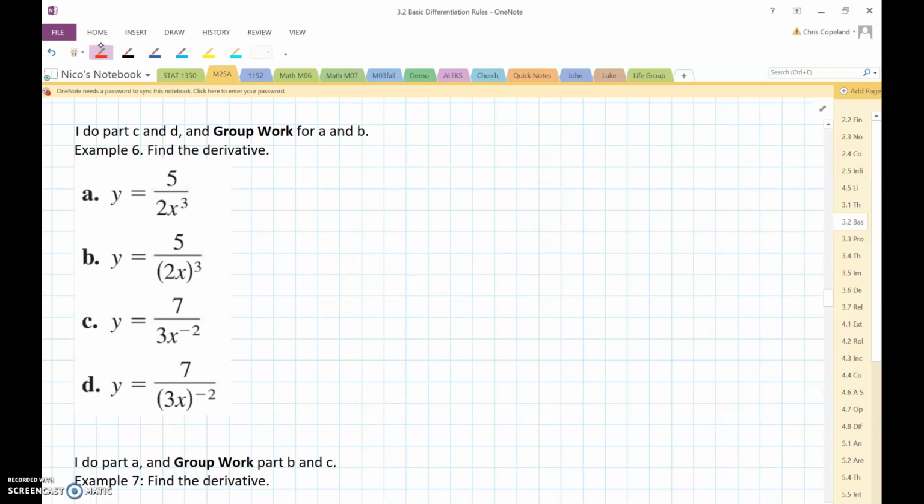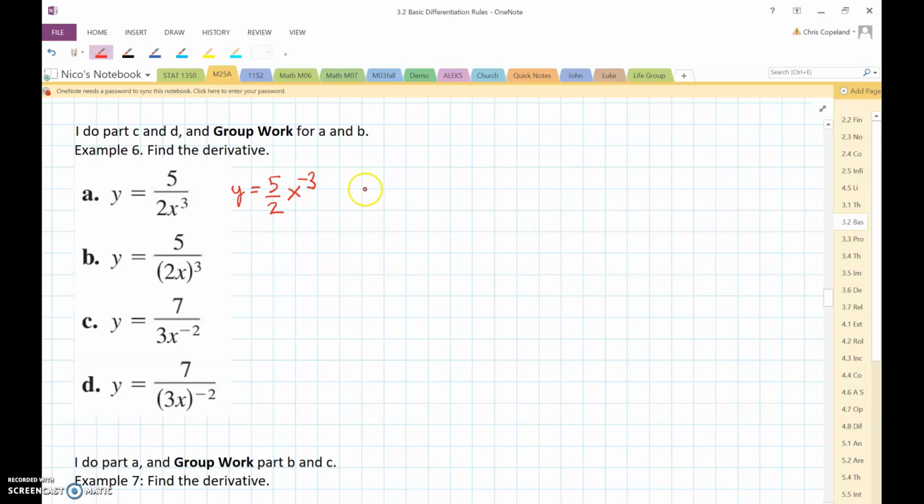Example 6, find the derivative for each of these. So look at part A, y equals 5 over 2x cubed. Before we try to take the derivative, the best thing you can do is rewrite this function like so. This way we can use the power rule.